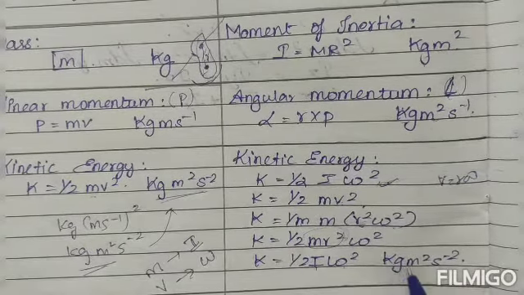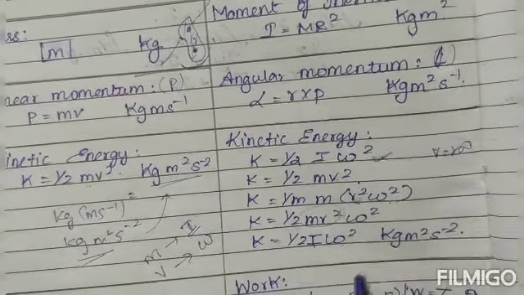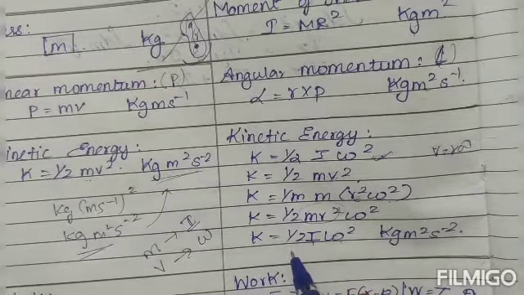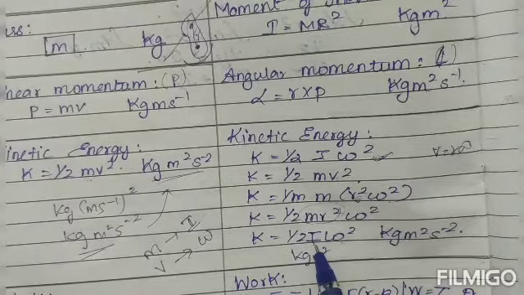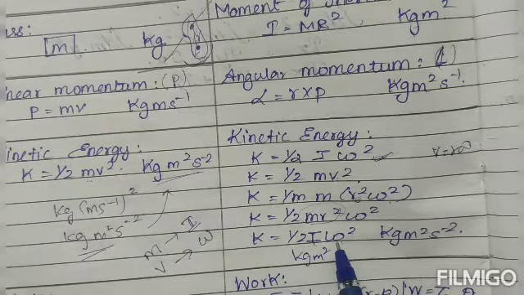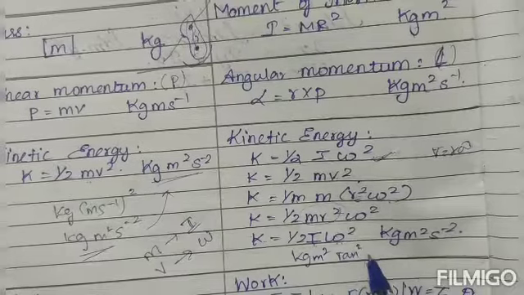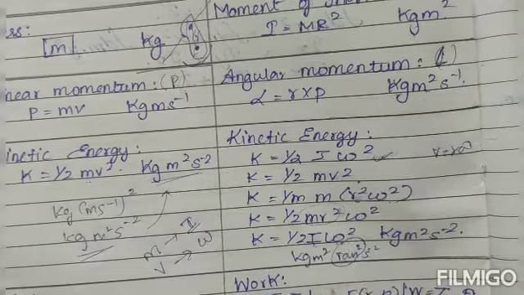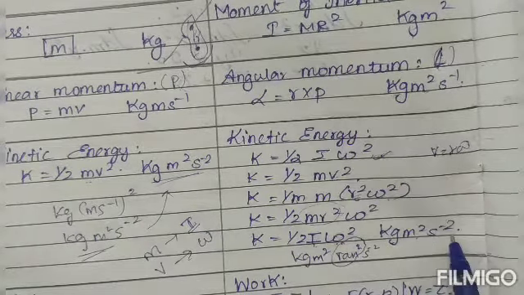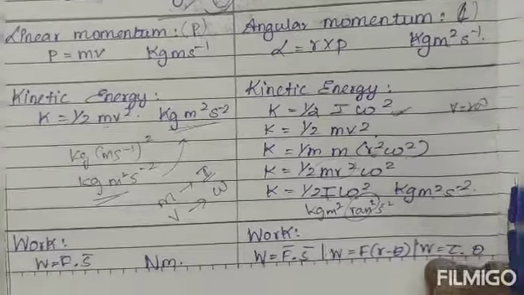Now the unit. You know the moment of inertia unit is kilogram meter square. Next, omega square. The omega unit is radian per second, so radian square per second square. I can write in SI unit form: kilogram meter square per second square. That's all.